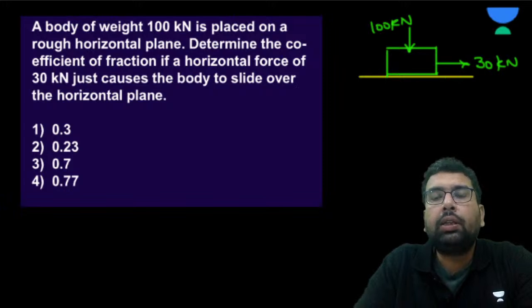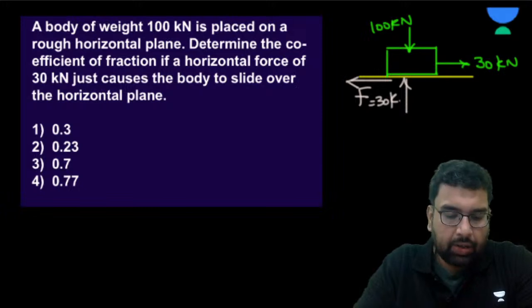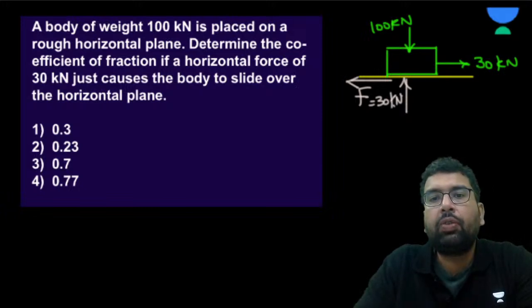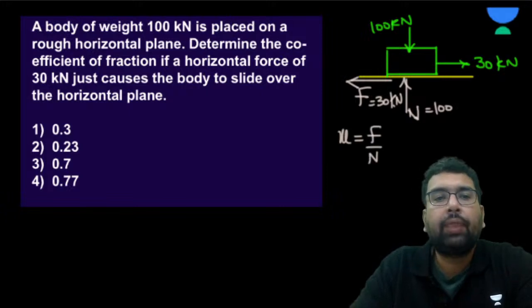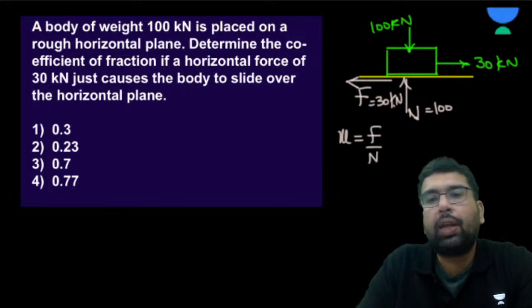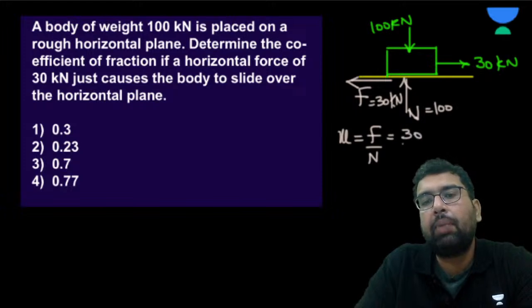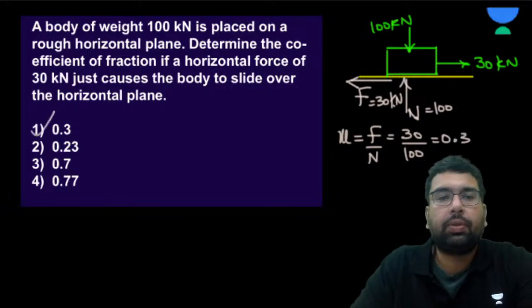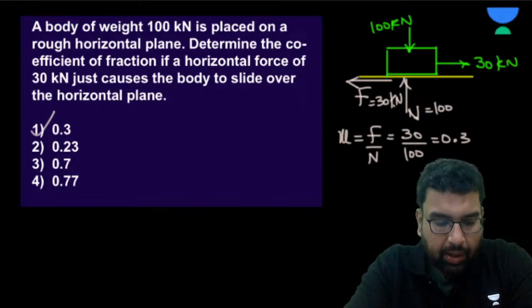This 30 kilonewton force is causing sliding, so we have some friction force and some normal reaction. Simply by using the static equilibrium condition, the friction force F is 30 and the normal reaction N is 100. The coefficient of friction is F upon N, which is 30 divided by 100, so it is 0.3. That is your option A. Understood? I hope it is fine to everyone.